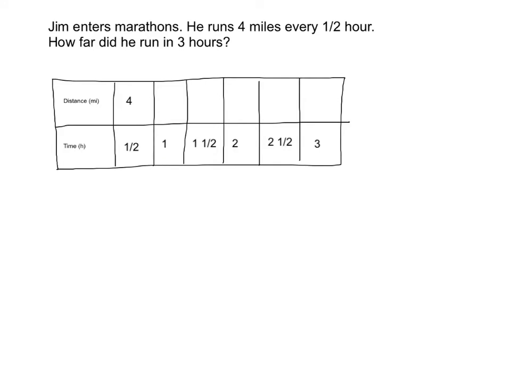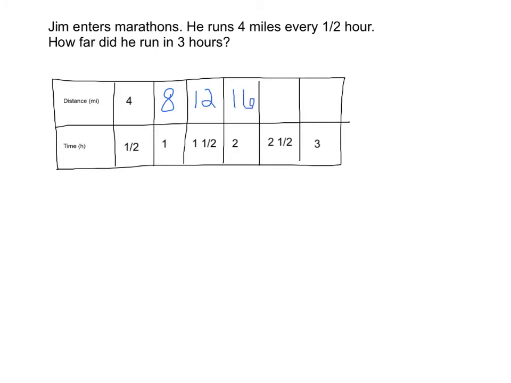Okay, so after 1 hour, Jim actually runs 8 miles, because I'm counting by 4. Because if I count by halves, then I'm going to count by 4s. Okay, so after 1 hour total, he ran a total of 8 miles. So after 1.5 hours, I'm just going to add 4 more miles. So I'm adding another half hour. He's ran 12 miles. Okay, after 2 hours, he has ran 16.